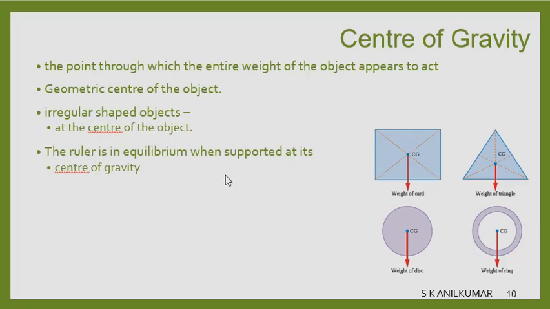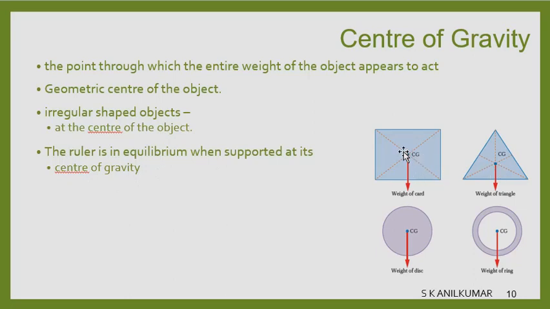Now, a ruler is in equilibrium when supported at its center of gravity. So a scale, though it is long, it is a possibility it will fall down. It is in equilibrium when it is supported. When it is in equilibrium, it will not fall. When it is in equilibrium, it will stand balanced. When will this happen? It will happen when you are holding it from the center of gravity.